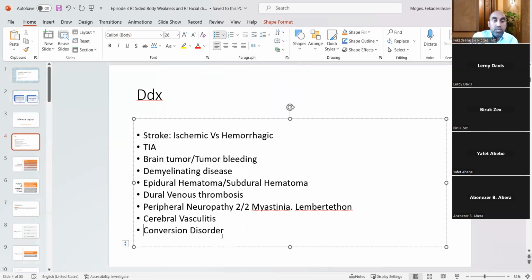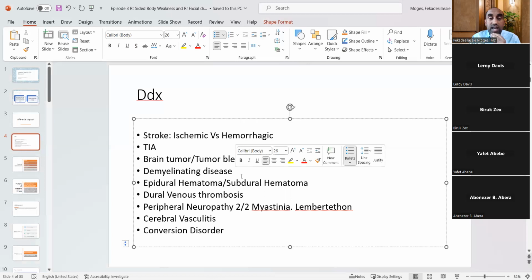Okay. Epidural hematoma, subdural hematoma, demyelinating diseases, demyelinating conditions. Can you give me examples? Like multiple sclerosis? Yes, multiple sclerosis is one of them. So multiple sclerosis, as you know, can involve the brain parenchyma, the brain. It can also involve the spinal cord.